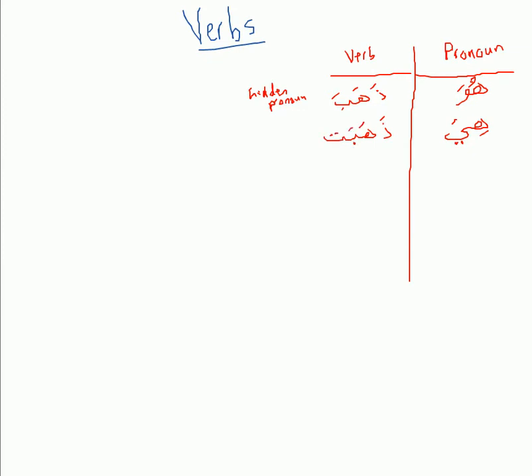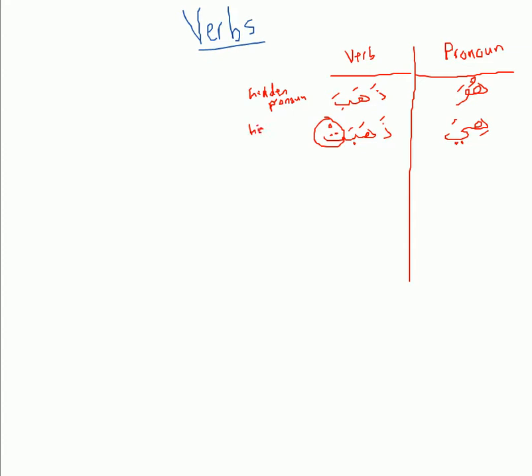Dhahabat. So this time all we had to do to change it from huwa to hiya, the only thing that changed in the verb was this open ta at the end. So this open ta at the end is that female ta. That's the open one. So remember, it's not a ta marbuta, it's an open ta. There's no belly in it. There's no little circle.